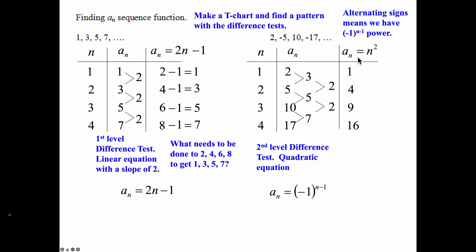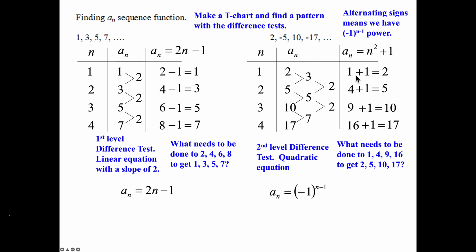So I make my third column n squared. Square my 1, 1. Square my 2, 4. 3 squared 9, 4 squared 16. Again, ask ourselves, what do we need to do to the 1 to get to a 2? 4 to get to a 5. 9 to get to a 10. 16 to get to the 17. Oh, we just need to add 1. So add 1 to all those numbers. 1 plus 1, 2. 4 plus 1, 5. 9 plus 1, 10. 16 plus 1, 17.